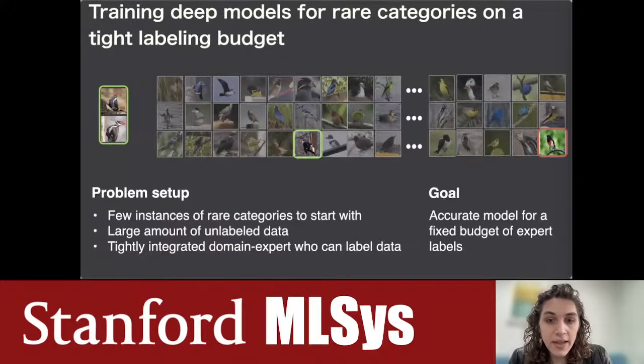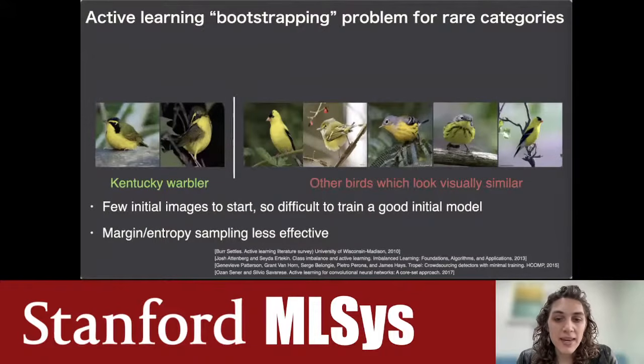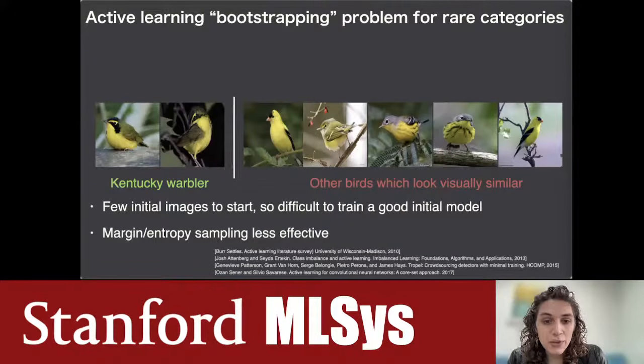However, existing active learning techniques don't work well in this setting because methods like margin and entropy sampling assume that you begin with a reasonable model and then attempt to refine it. But here our initial models are not good because we start with so little initial training data. And it is actually quite hard to train a good fine-grained model in general, as you can see how difficult it is to distinguish between this Kentucky warbler on the right and these other birds, which are from a different category, which are not Kentucky warblers, and so are actually negatives.